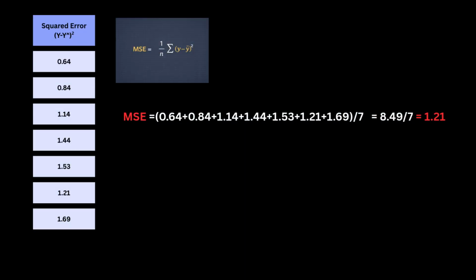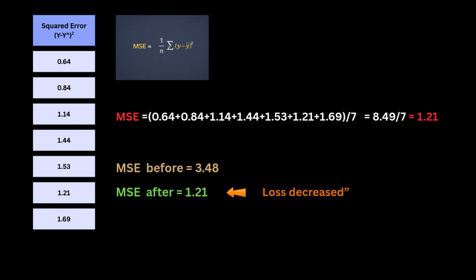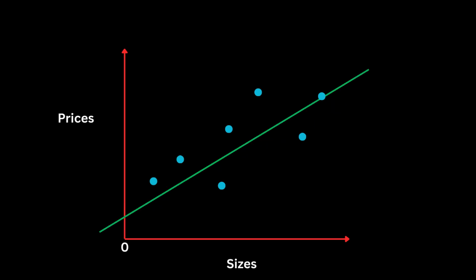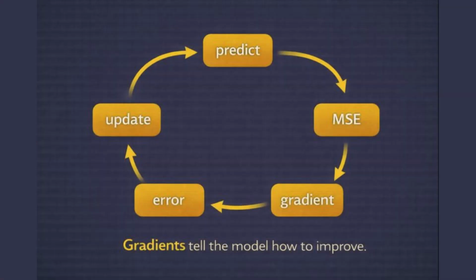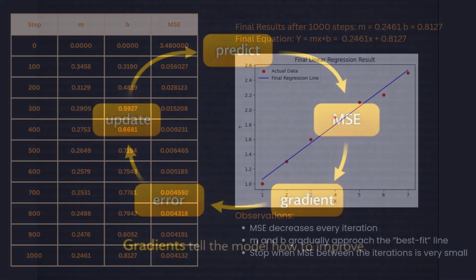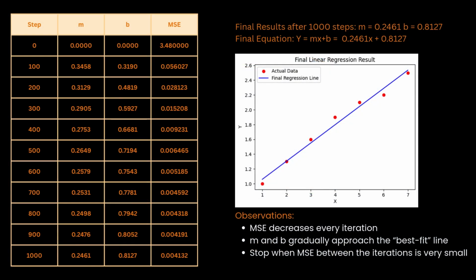Make predictions, calculate errors, calculate MSE. Nothing magical happened. We didn't guess. We followed the math, and the line got better. This is one step of gradient descent. Training just means repeating this again and again.